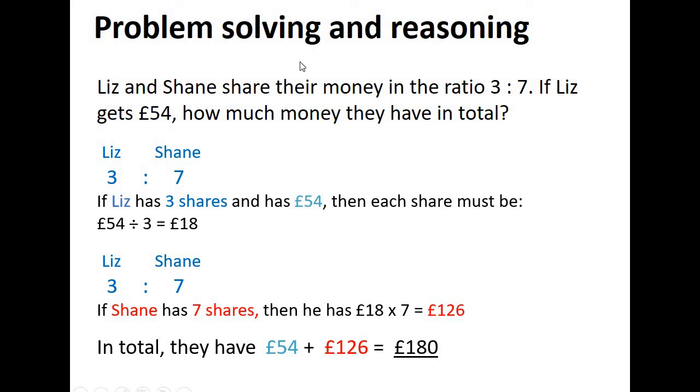You could have done it in one go as well. You want to know how much they have in total. If you work out one part by dividing by 3, you could have then multiplied by 10 to get 10 parts, because they have 3 plus 7, which is 10 parts altogether.